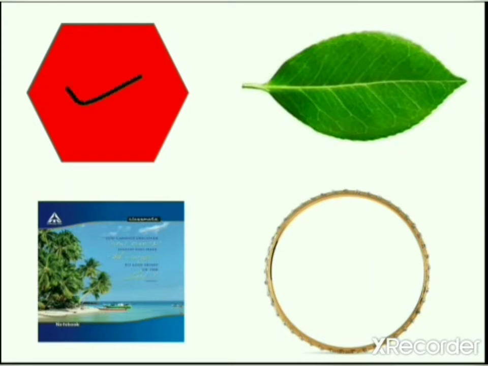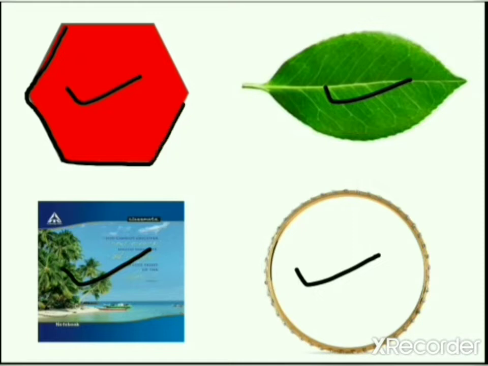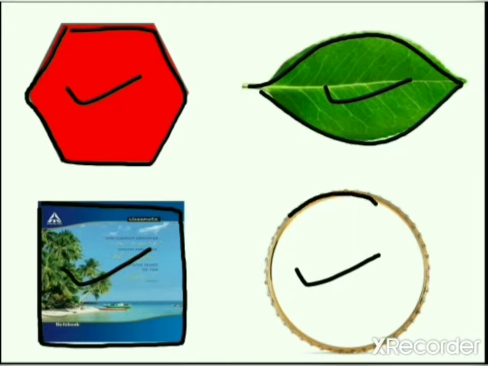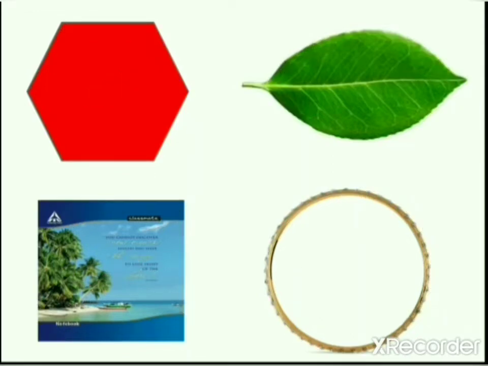This is a hexagon, this is a leaf, this is a notebook and this is a bangle. This is the boundary of a hexagon. This is the boundary of a notebook. This is the boundary of a leaf. And this is the boundary of a bangle. Perimeter is the total length of the boundary of a closed figure.